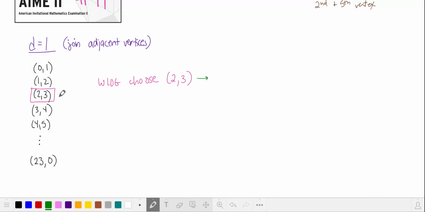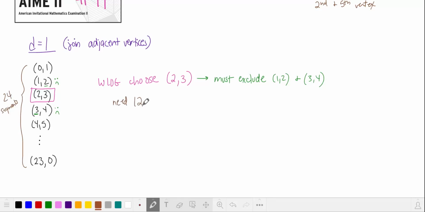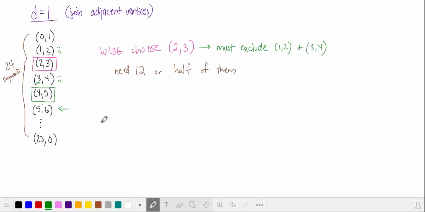If we choose this segment, then we cannot also have the segment that joins 1 and 2 because it shares vertex 2. We also cannot have the segment that joins vertices 3 and 4 because it shares vertex 3 with our chosen segment. All 24 segments are listed here, and we need 12, or half of them. Once I've excluded segments 1-2 and 3-4, then I want to choose the segment that joins vertices 4 and 5. If I had instead chosen the segment that joins vertices 5 and 6, I wouldn't be able to get 12 segments. So I'm also going to pick the next segment over here, 0 and 1.